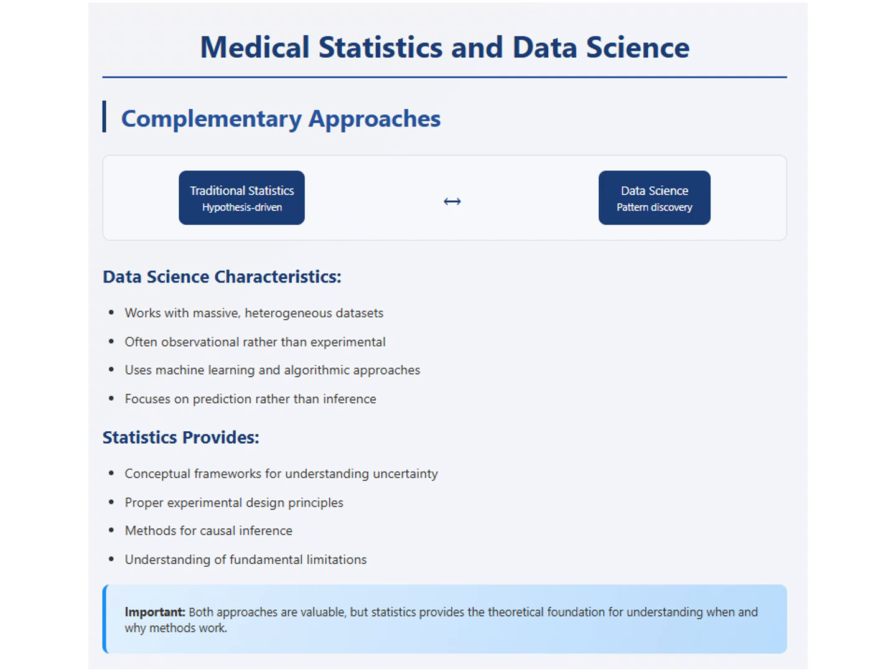Statistics provides the conceptual foundation that makes data science reliable and interpretable. When we understand principles like confounding, bias, and uncertainty quantification, we can build better models and interpret their results more carefully. So as we go through traditional statistical concepts, remember, these are not outdated ideas. They are the foundation that makes modern data science work properly in medical settings.